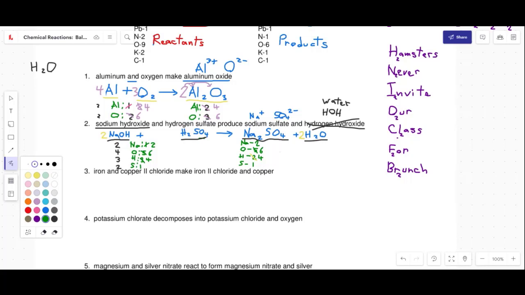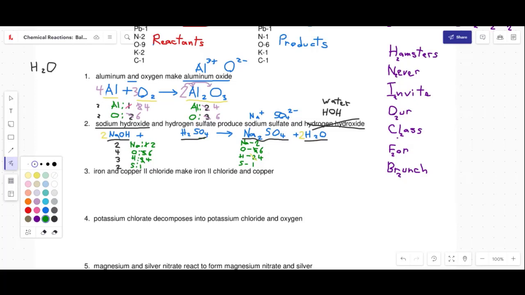So now you'll notice that by balancing the easiest elements first, the hard elements balance themselves. That went pretty incredibly smoothly, like the way I did it.